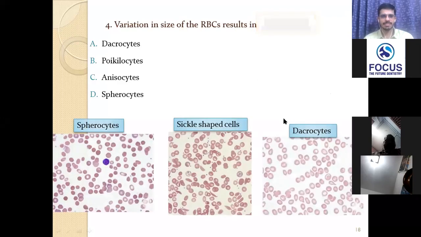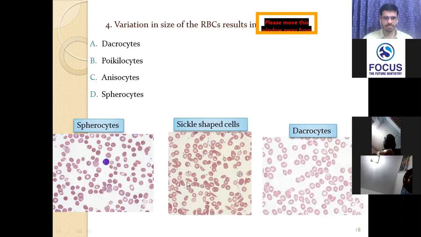Just look at these images. These are examples of poikilocytes. Look at this. Spherocytes. See these round cells? They're exactly round. This is called spherocytes. Then you have the sickle-shaped cells. Note this sickle-shaped morphological alteration here, caused by a mutation in the beta chain of hemoglobin. Substitution of valine for glutamate at the 6th position of the beta chain of hemoglobin gives rise to sickle-shaped cells.